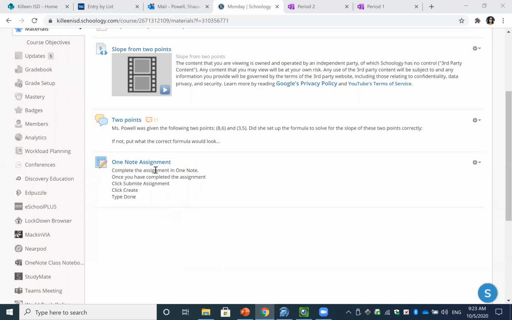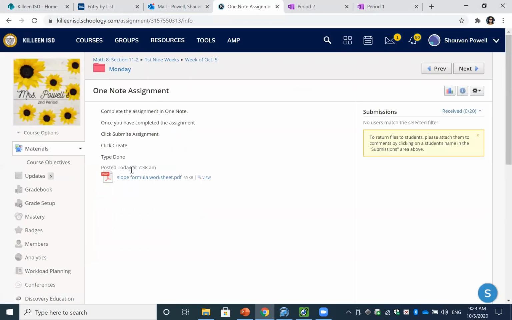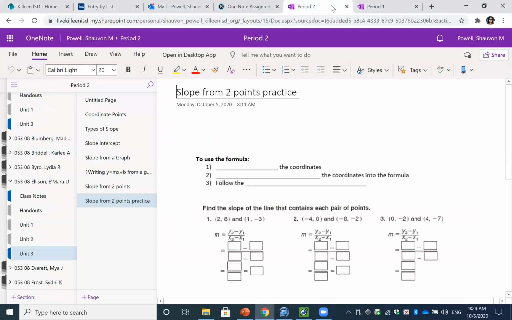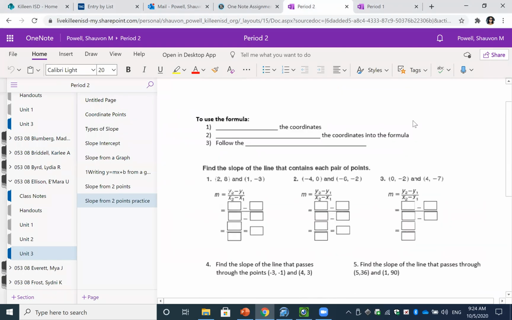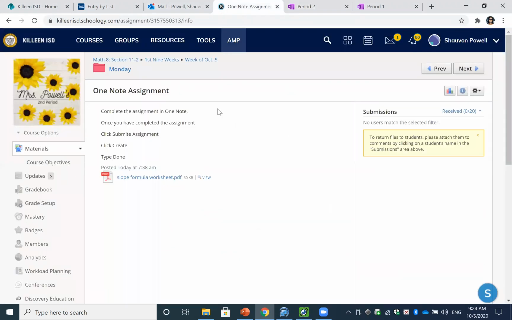So, as you can see, we are back in OneNote. And this is a two-part assignment. Let me explain this because I have some students who think that they can just come to this assignment and type in done and they're done. But that's not it. There's a whole assignment that you have to do. If you go back to OneNote, there is slope from 2 points practice, and you'll see this assignment right here. This is what you have to complete. Once you complete this assignment, then you go back to Schoology and type in done, but you have to complete the assignment first, okay? If you prefer to do this in your notebook, that is fine as well.